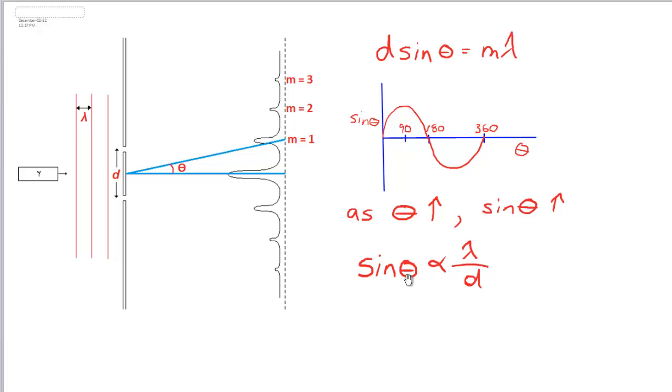We also see an inverse relationship between d, the separation of the slits, and sine theta. So if d gets larger, so if the slit separation gets larger, then sine theta actually gets smaller and our pattern should squeeze. Let's see this effect with a simulation.